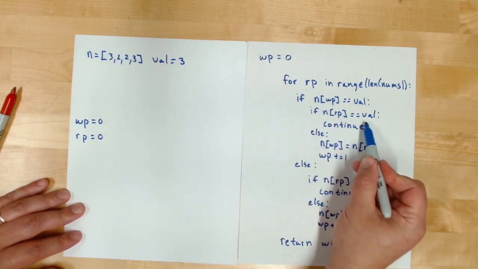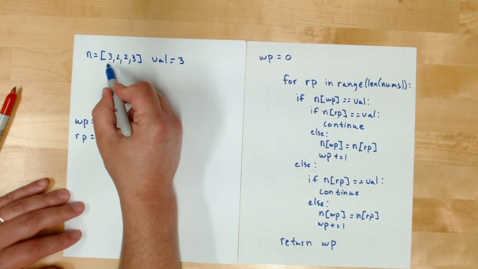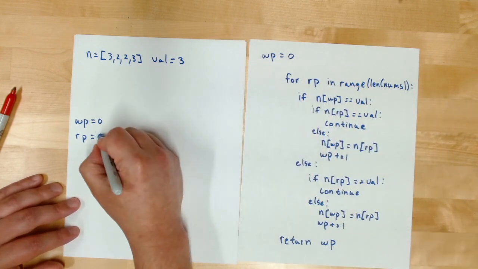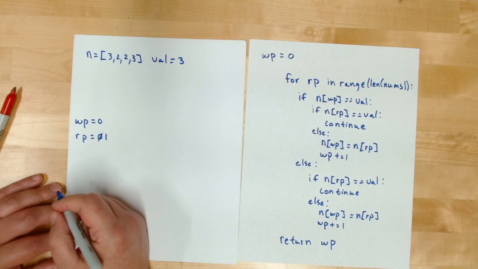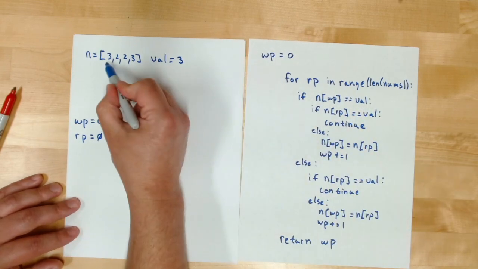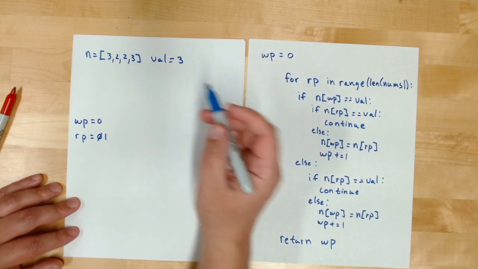Is the right pointer equal to value? Yes it is. All right, continue. Go to the next step of the loop. So right pointer gets incremented to 1. Is our right pointer equal to value? Well, it's still pointing at 3, so yes.